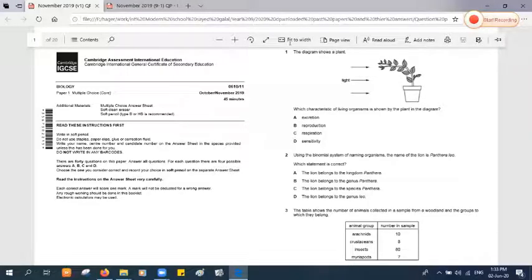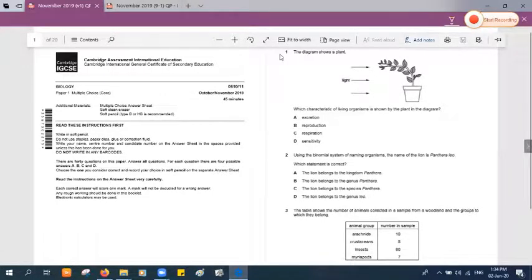Hello, Year 9. In today's session, we will solve the past paper, Paper 1, 2019, October and November, variant 1. So let's go to the first question.